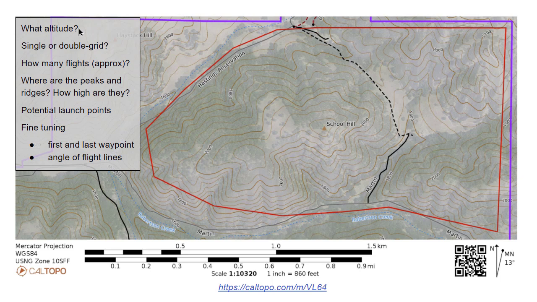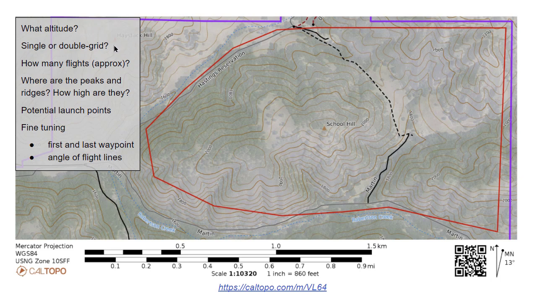And I know from experience that with this drone, if I fly at 400 feet, I'm going to get a pixel size or a ground sampling distance of a few centimeters, and that's going to be fine. We're trying to classify trees and shrubs and dirt and rocks. We don't need centimeter pixels. A few centimeters will be just fine.